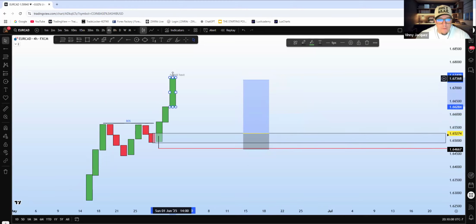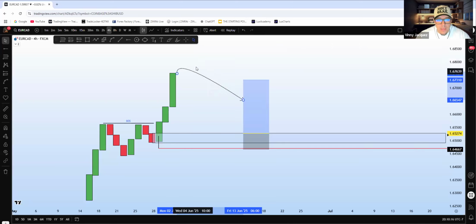Now, this is the thing. We want to focus on this area here where the market wants to start making that U-turn to come back down for us. That's what I want to break down today.